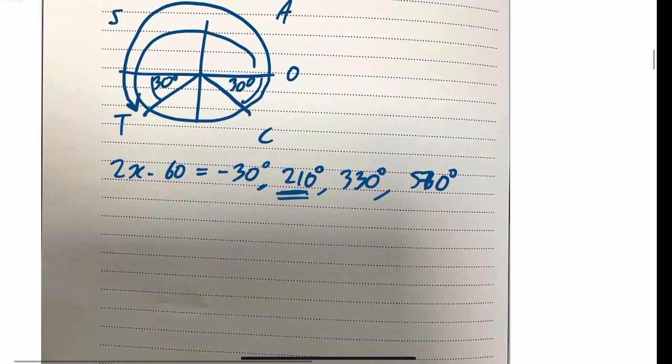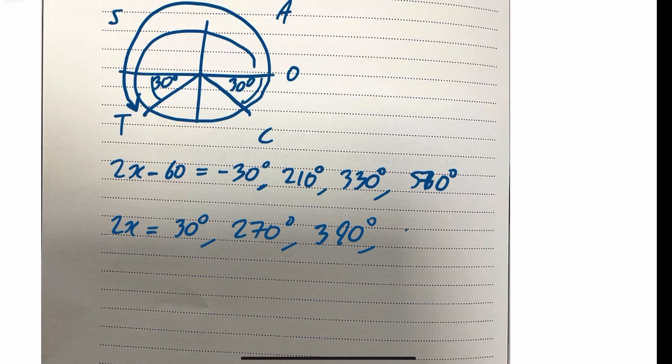Okay, now what we've got to do is solve this equation. So you've actually got 4 linear equations here. You've got 2x minus 60 is equal to minus 30, 2x minus 60 is equal to 210, 2x minus 60 is equal to 330, 2x minus 60 is equal to 570. So the first thing we're going to do is bring the 60 across. So the minus 60 comes across and it becomes plus 60, so it adds on to all of those to give you 30 degrees, 270 degrees, 390 degrees, and then 630 degrees.